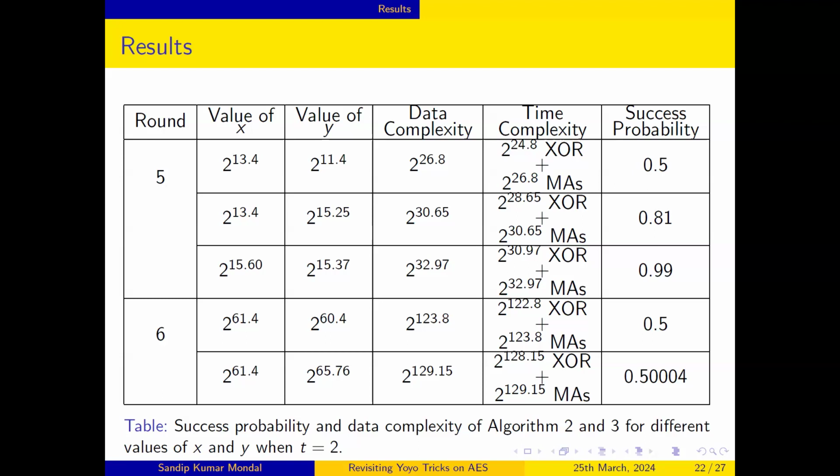And in the 6-round case, we see that after increasing y to 2^65.76, the success probability is just 0.5004, which is almost 0.5, and the data complexity is 2^129.15, which is greater than the exhaustive search.